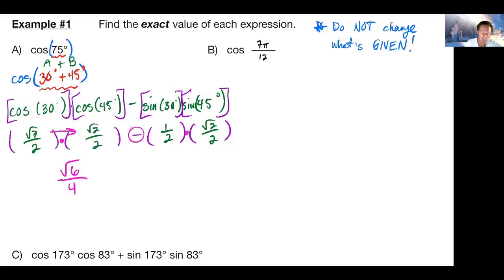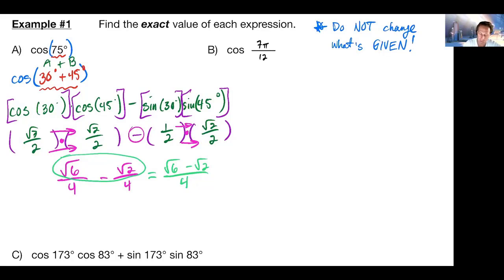On bottom, 2 times 2 is 4. Minus 1 times root 2 is root 2, and 2 times 2 is 4, which is really nice because we actually have a common denominator already set up. So I will keep it and do what it says on top, and that says to take the square root of 6 and subtract the square root of 2, but you can't. You cannot subtract those and say you have the square root of 4, okay? You know the square root of 4 is 2.